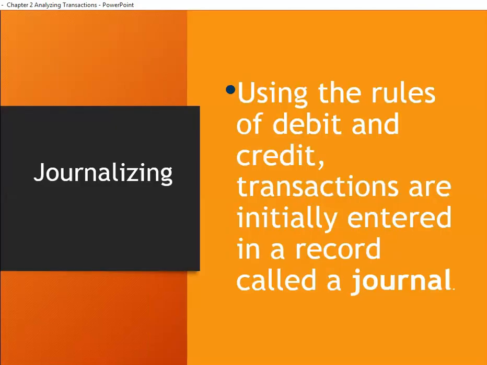All right. So when we record these business transactions, we do so with debits and with credits, and we use a process called journalizing. And using these rules of debit and credit, transactions are recorded in a business journal. Now, historically, this could have been a paper notebook of some type, and oftentimes it was. Modern times, this is generally done electronically through computer software.